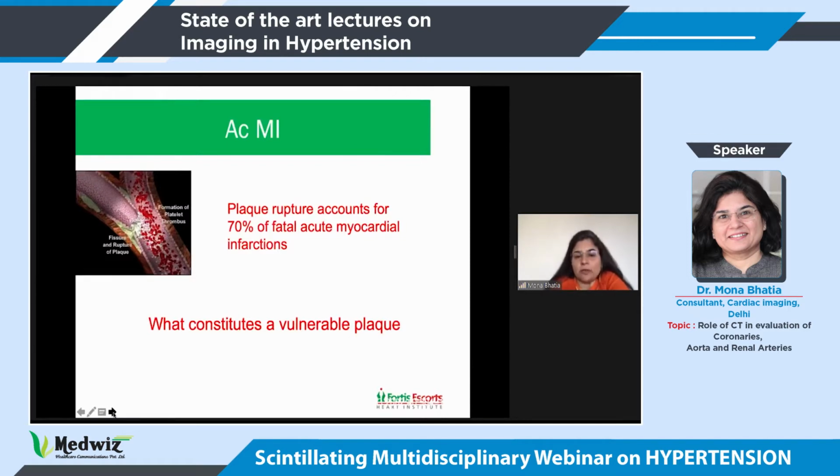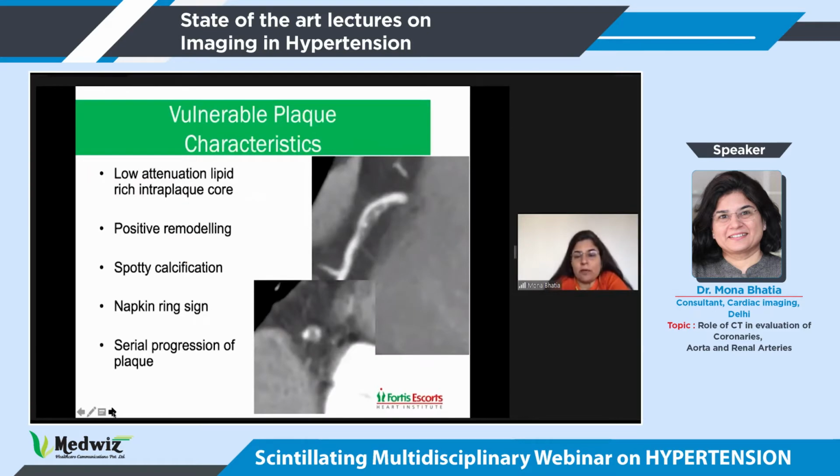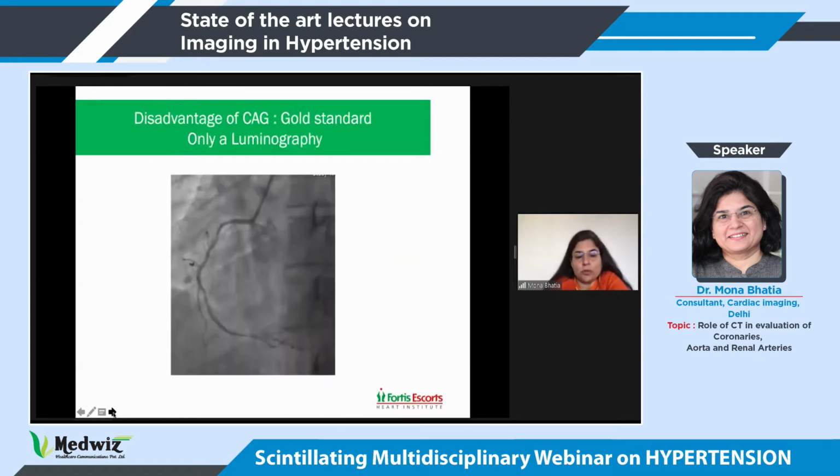But finally, what we're really looking for are plaques, because plaque rupture accounts for 70% of fatal acute myocardial infarctions. And what we want to know is which is the vulnerable plaque. A vulnerable plaque, as was seen in this patient, is a low attenuation lipid-rich intraplaque core with a positively remodeled plaque with spotty calcification, a napkin ring sign, and they also show serial progression if you do subsequent CTs.